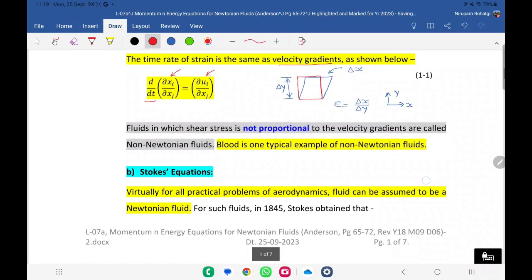So for example, there is a fluid like blood, which is a non-Newtonian fluid. For a non-Newtonian fluid, what will happen? The stress is not proportional to the velocity gradient. This is what will happen. Okay. So it becomes clear now that we are talking only about Newtonian fluids, which means air and water. Now if we have to go for other fluids, what we will do? We'll have to look for similar equations for tau.